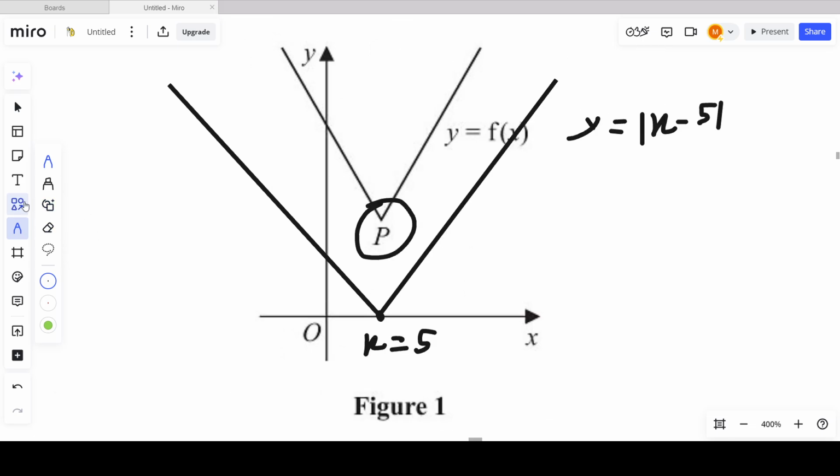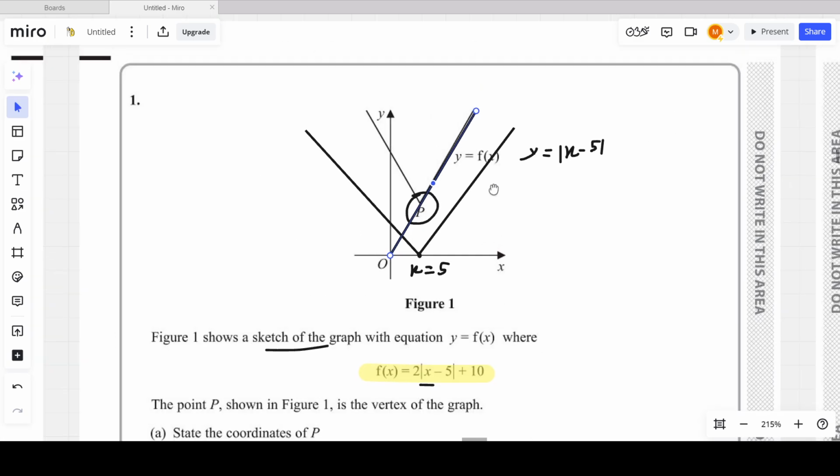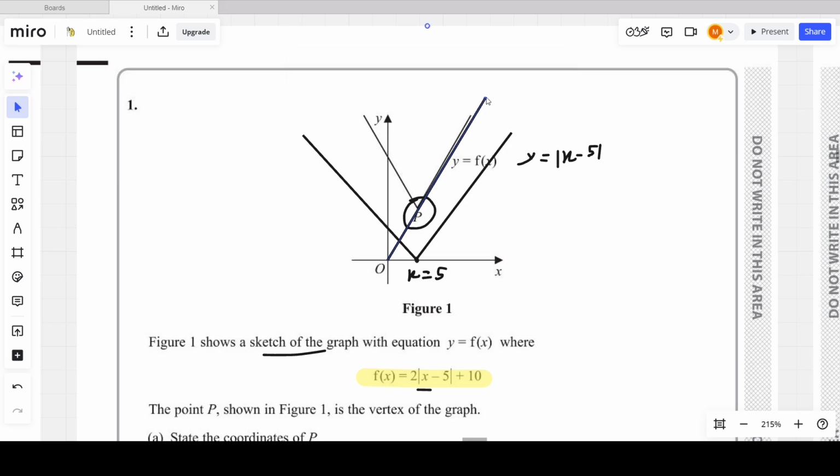So the straight line would definitely pass through the origin, and it will go like this. Let me elongate this one. It will pass through the origin, y equals 6x. It will not be parallel. So the graph would be like this.